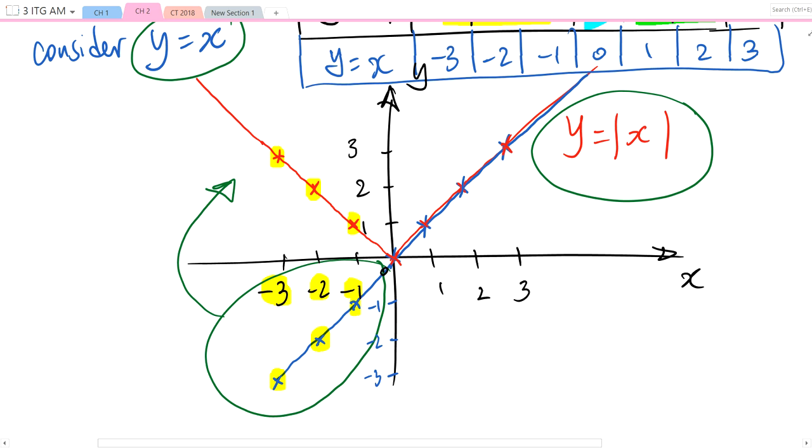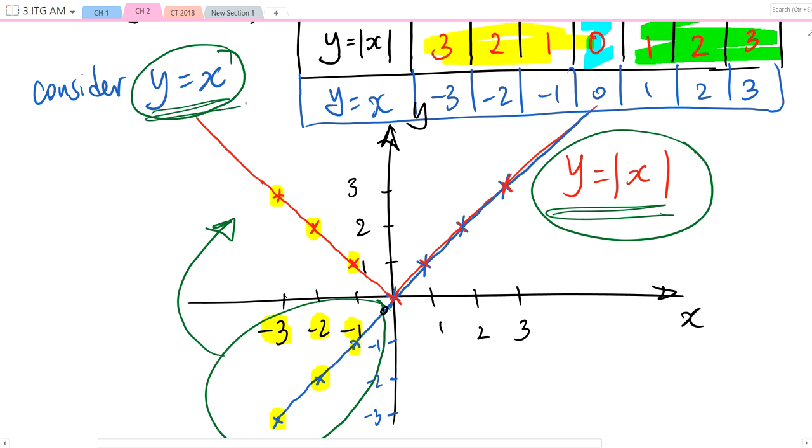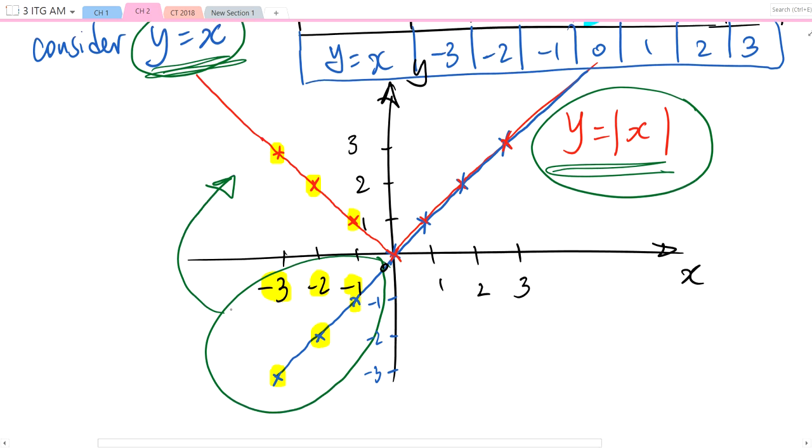So one more time, if you are told to draw the graph of y equals modulus x, you can simply draw the graph of y equals x. Keep the region above the x-axis. Whatever is below the x-axis, you reflect it upwards. Okay, so this is found in our textbook page 74.